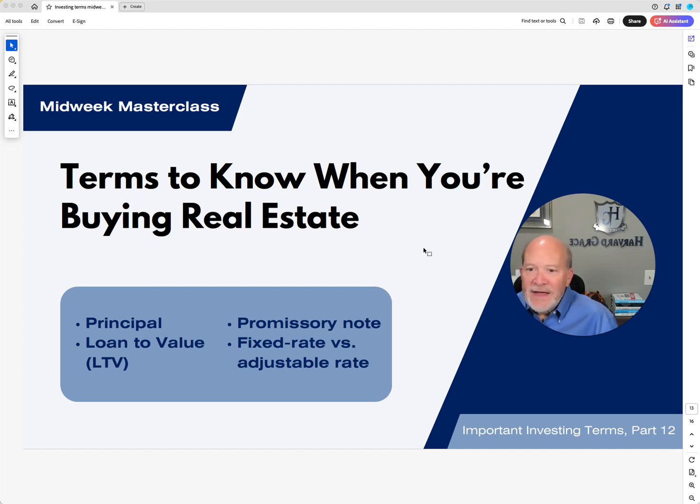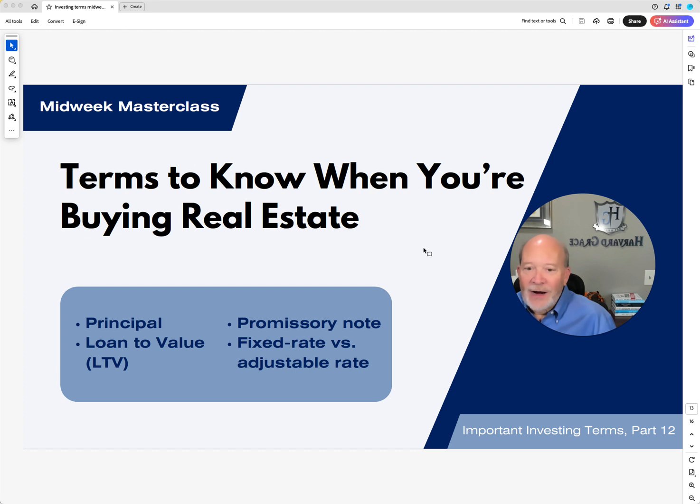What we're talking about today is terms to know when you're buying real estate, either residential or commercial. It's near and dear to my heart, and right up our alley, things we deal with every day. So we're going to talk about principal, loan to value, promissory note, fixed rate versus adjustable rate. So what's the principal, other than somebody to be afraid of at your elementary school? The principal is the debt portion of your note.